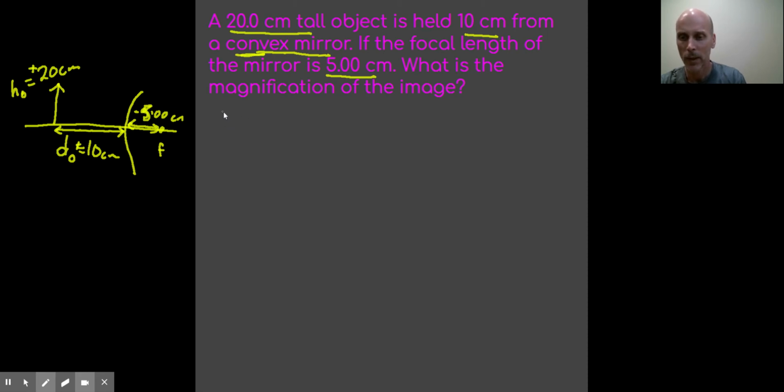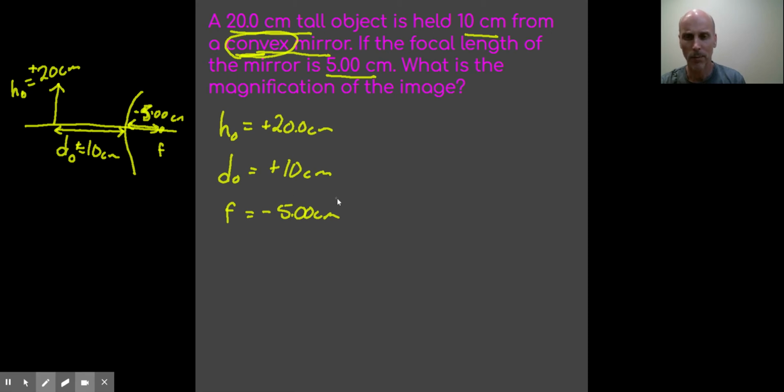So if I summarize what I'm given in this question, HO is positive 20.0 centimeters. DO is positive 10 centimeters. And the focal length, this is the one that the description really is what we need to pay attention to, and maybe a diagram for ourselves. The focal length is negative 5.00 centimeters. And if you don't catch that, that's a big problem. So pro tip here, read the question, identify values for sure, numbers, but also pay attention to the description of the type of mirror or the type of lens that we deal with.